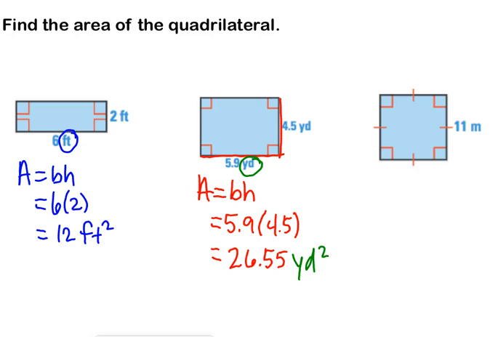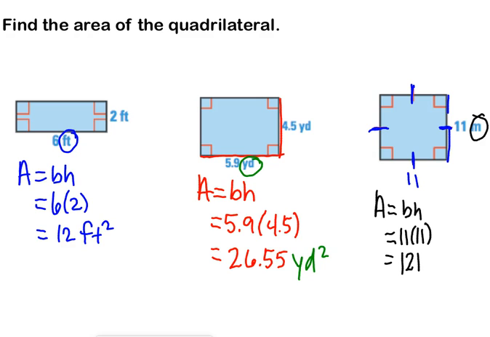And our last example on this slide, well, we all know that these little tick marks indicate that my sides are all equal, which makes this a square. So if this is 11, then I know that my base is also 11. So finding the area, area equals base times height. Plug in our 11s. 11 times 11 is 121. Given our unit, meters squared. Pretty basic, right? I know you've done that. I know you know how to do that. So we are just going to keep on rolling through notes.